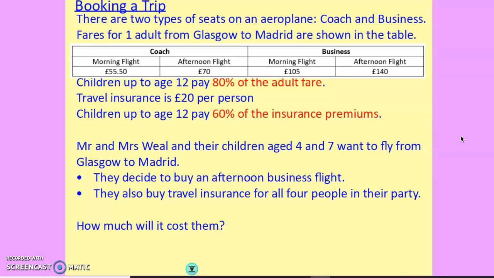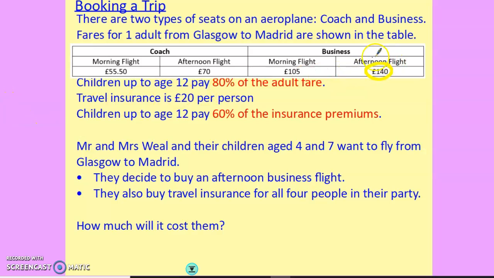So Mr. and Mrs. Wheel and their children aged 4 and 7 want to fly from Glasgow to Madrid. They decide to buy an afternoon business flight. So there's the first part of important information. We know what flight they're now taking. So an afternoon business flight is this one here. It would be £140. And they also buy travel insurance for all 4 people in their party.